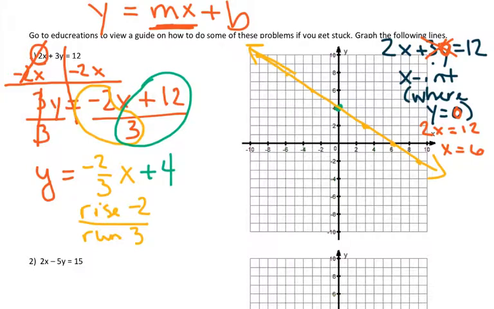Notice my x-intercept, my graph hits the x-axis at 6. So that confirms that that is the right point. Now let's find the y-intercept. The original problem again was 2x plus 3y equals 12. And to find the y-intercept, that occurs where x equals 0.